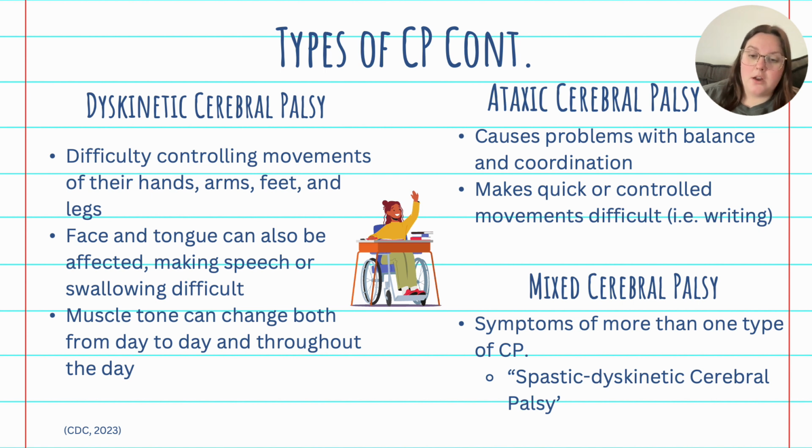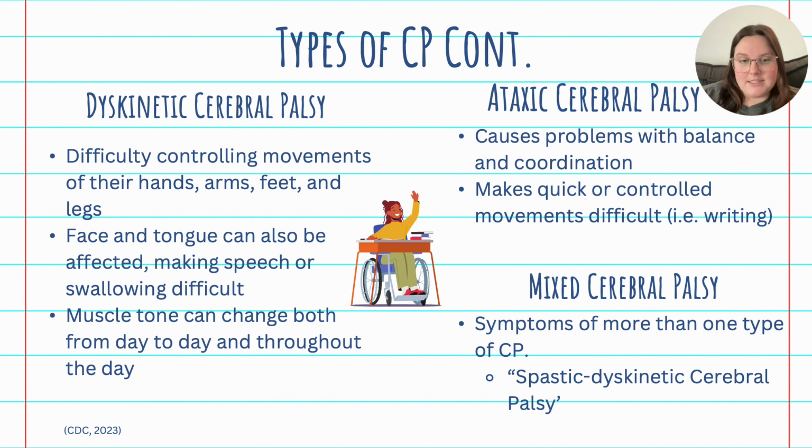So it can be hard for them to communicate. They might have an alternative communication device. It can be hard for them to eat and swallow. So some of them might not eat orally the way that you or I might. They might have a G tube, which goes straight into your stomach, something like that. So it can range in severity, as we've talked about before.